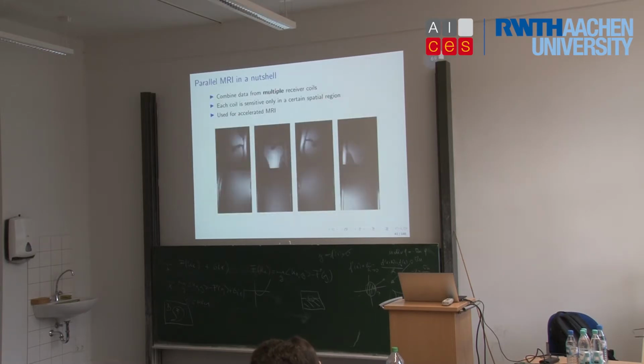Additionally, in state-of-the-art MRI scanners, they have so-called parallel MRI. They have multiple receiver coils. So you have many receiver coils recording the signals from different positions. For example, this receiver coil is more sensitive in this area. This is more sensitive in this area, and so on. So you can get better and more measurements in the same time.